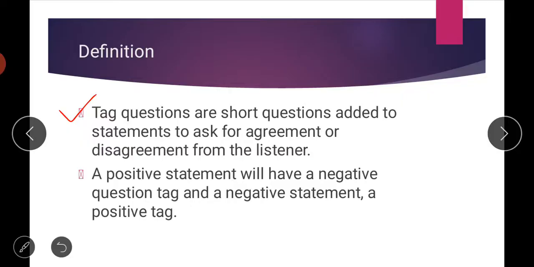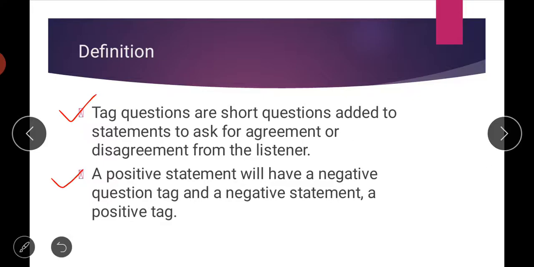We don't ask a question directly, we simply say a statement, and at the end of that statement we add tags like isn't it, doesn't it, didn't he, does she. These kinds of tags we attach to the statement to ask for the opinion of the listener, whether he or she is agreeing with us or not. Those words that are attached at the end of the statement are called tags, and the complete statement is then called a tag question.